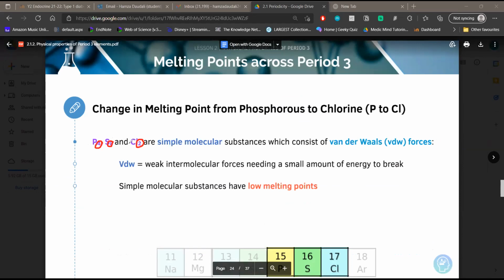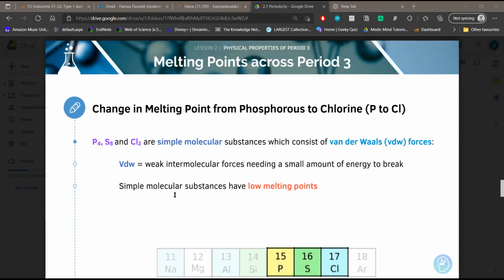And remember, as we know from our knowledge of intermolecular forces, van der Waals forces increase in strength based on the number of electrons. So the more electrons you have, hence the more atoms you have generally, the stronger the van der Waals forces, and therefore the more energy required to break them, and therefore the higher the melting point. But simple molecular structures generally have low melting points compared to all the other structures we've got so far.